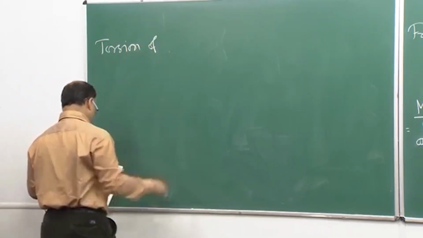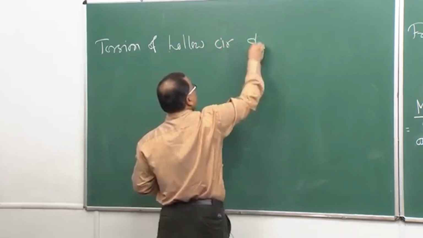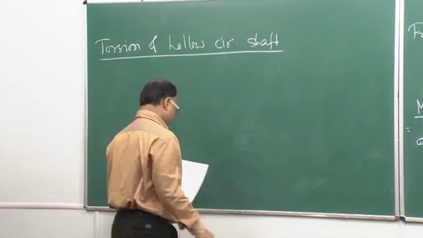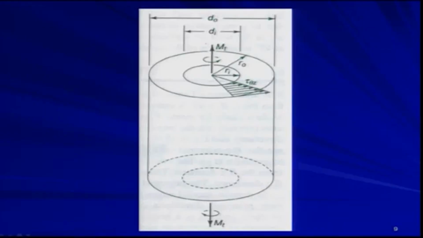Torsion of hollow circular shaft. Okay, please come back to this figure. This is one hollow circular shaft where Ri is the inner radius and Ro is the outer radius. This is the variation of shear stress tau theta z under the action of externally applied twisting moment Mt.